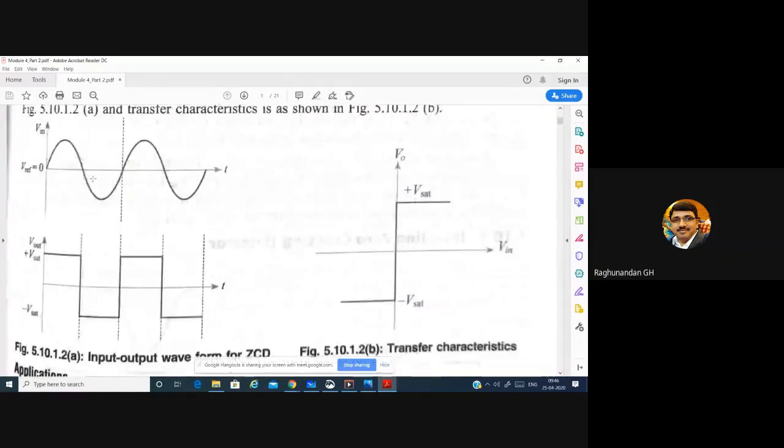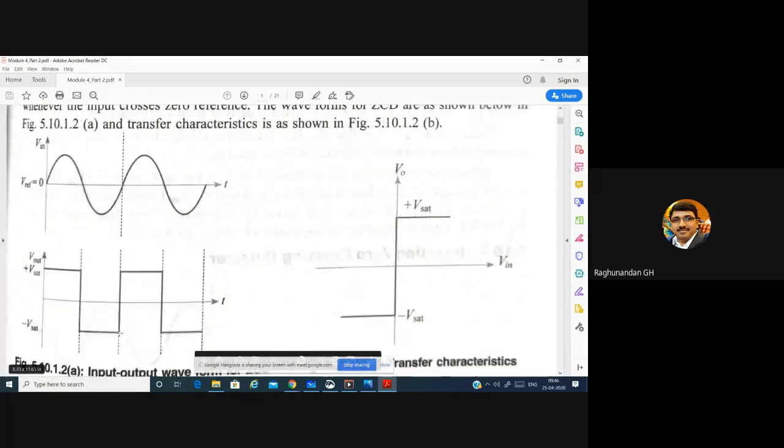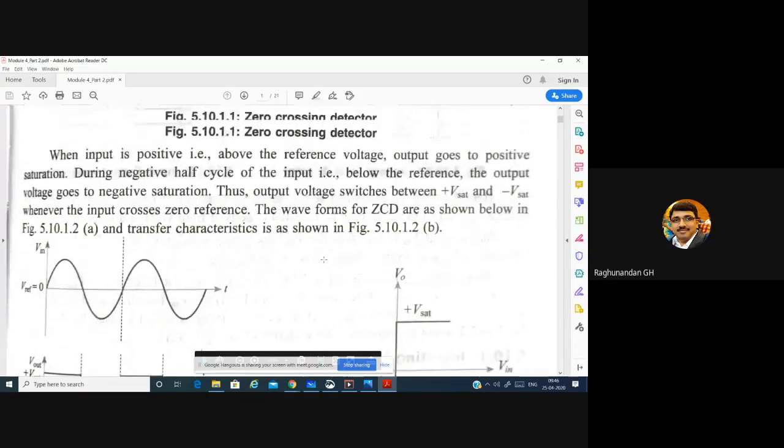So during the negative half cycle, your output goes to minus V saturation. Again, when you get the next positive half cycle, the non-inverting terminal becomes greater than the inverting terminal, so the output goes to positive saturation, plus V saturation. Again, when you get the negative signal, the output goes to negative. So this is known as a zero crossing detector, ZCD.